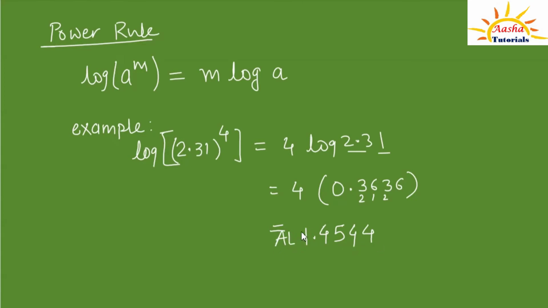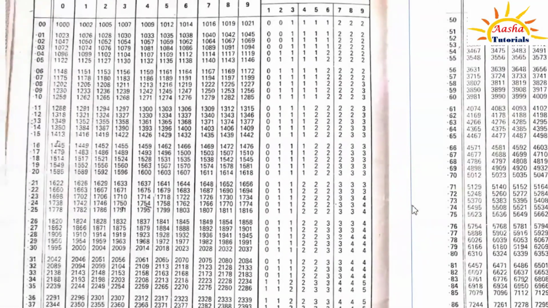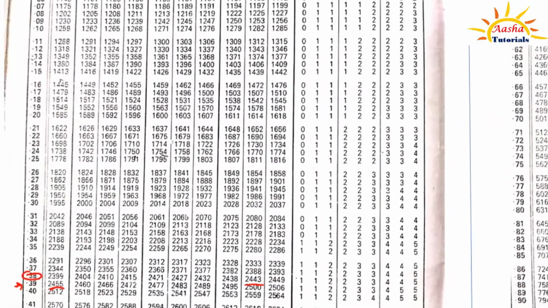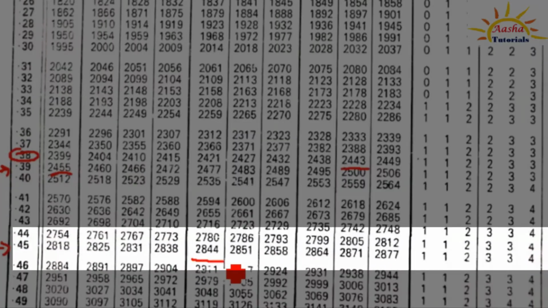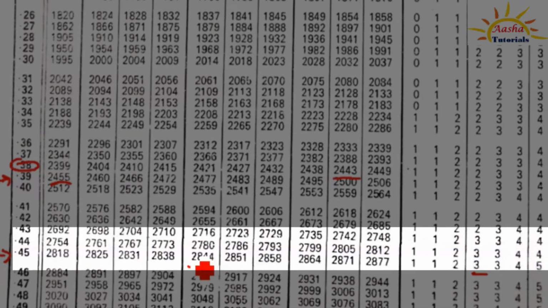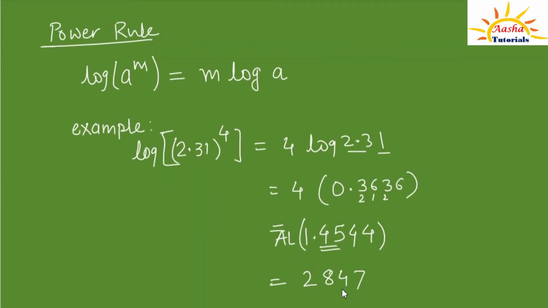We have to find the antilog of this to find our final answer. So let us find the antilog of 0.45 in 44. Here there is 0.45 and we have to find its antilog in the fourth column, and let us add the mean difference from the fourth column, which is 3. When I add 3 in this, I'll get 2847. So this is the antilog of 0.45 in 44.